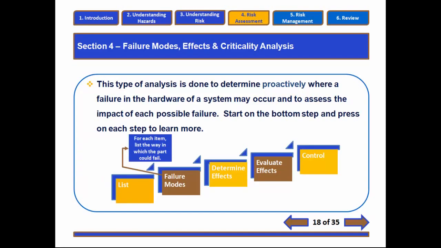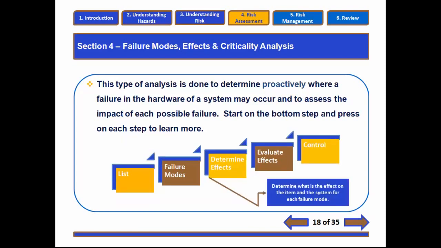Now, for each item that you generated on that list, you're going to generate a second list that's the ways the part could fail. So we've got a list. Each list item has a sublist of the ways that they can fail. And then you're going to say, okay, so this part has failed. What happens? What is the effect of that failure?